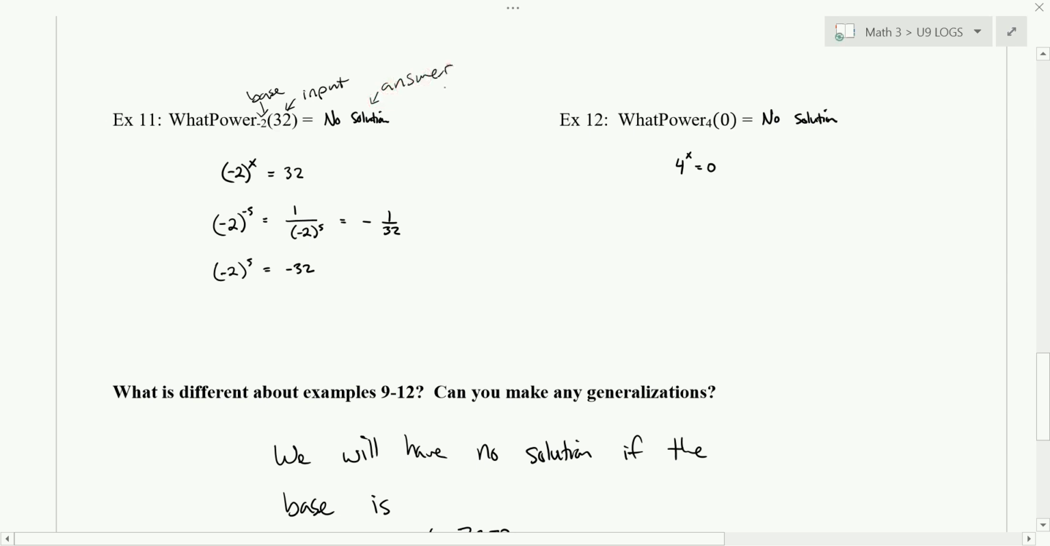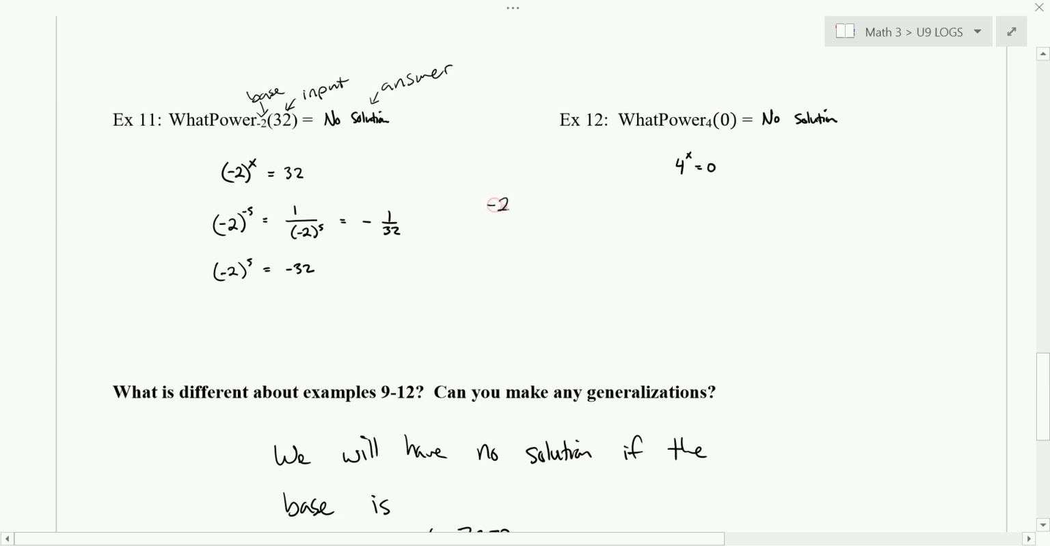When will it work? If the base is negative, the input is positive, and the answer is odd or even? Even, right? So if you have one that works that way, here we had an odd answer with a positive input. If we have a negative base and a negative input, we're going to need what kind of answer? Odd or even?